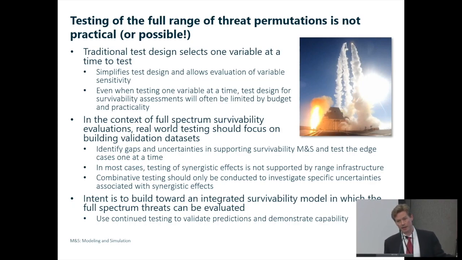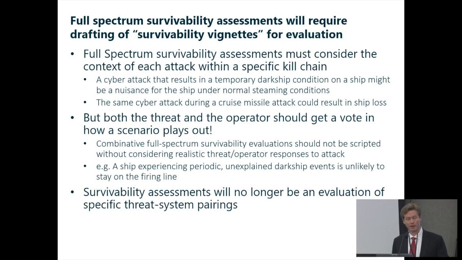You have a validated M&S at that point individually, and then you do combinative testing as necessary to get those edge cases, those cases where the answer is, I don't know, or it's too close to call. Those are the kind of events where you go back and do some kind of full spectrum test. That ideal of an integrated survivability model, I'm going to be frank, does not exist right now. There are attempts, ongoing attempts right now to build that kind of model, but it's a very difficult thing to do. I'm not going to get into all the reasons why, but you guys probably can figure out why.